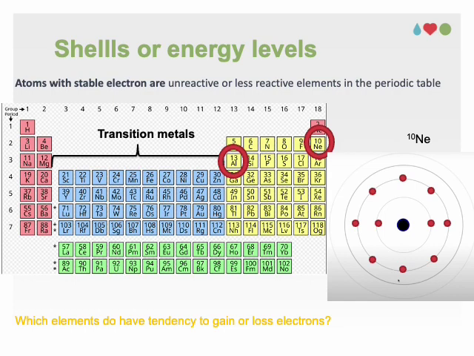If the valence shell contains less than 4 electrons, it tends to lose electrons and create a positively charged atom or positive ion. If the number of electrons in the valence shell is more than 4, it tends to gain electrons to become stable.